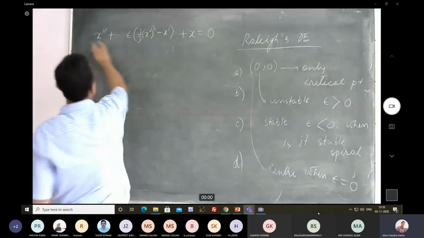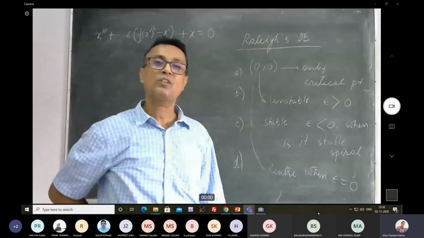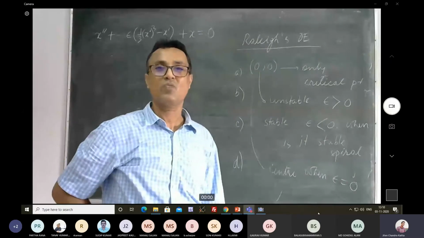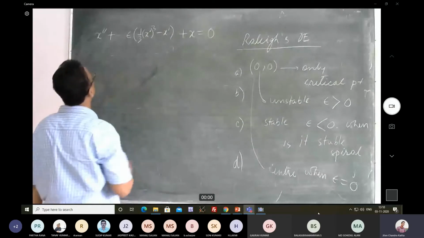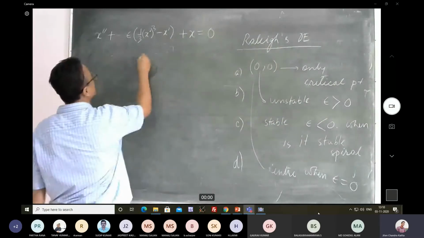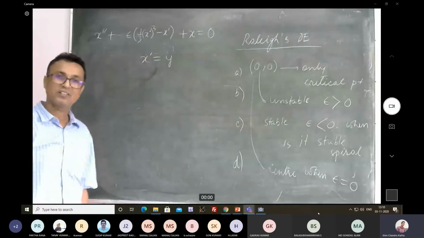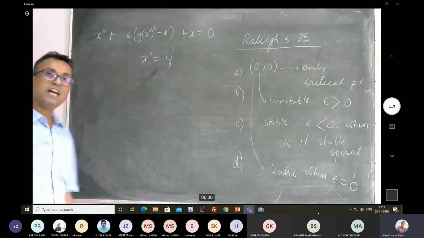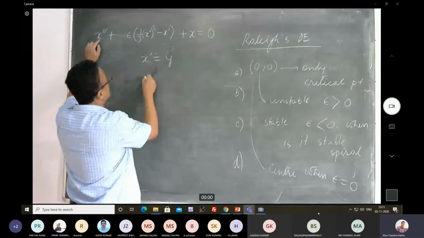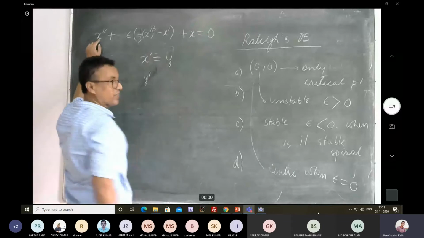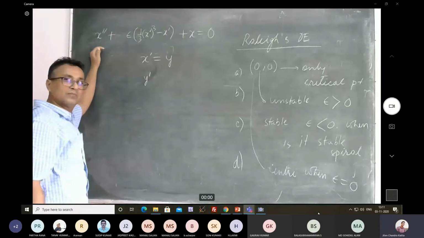See, the given differential equation is a second order differential equation, isn't it? So we are going to convert it into a first order one. You know what the transformations are. The very first transformation: x prime equal to y. Is it okay with everybody? Right? x prime equal to y. So then x double prime is y prime. Is it okay?